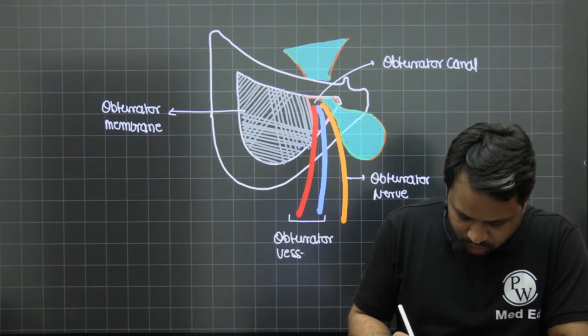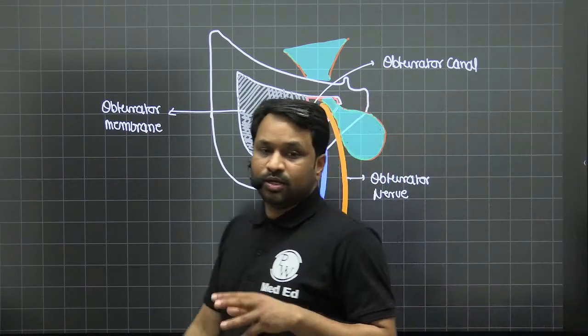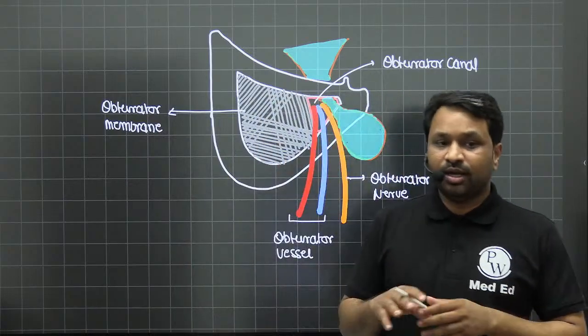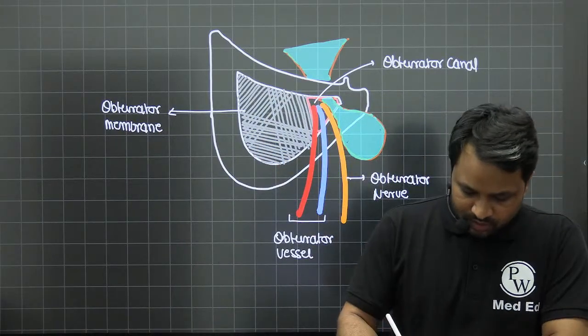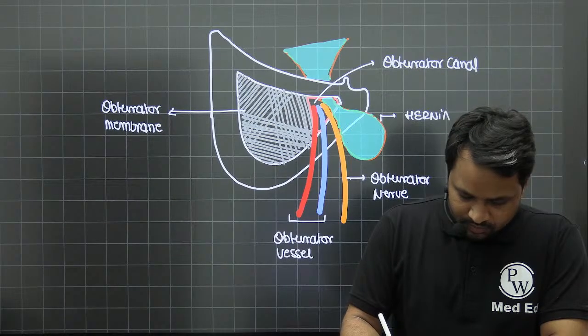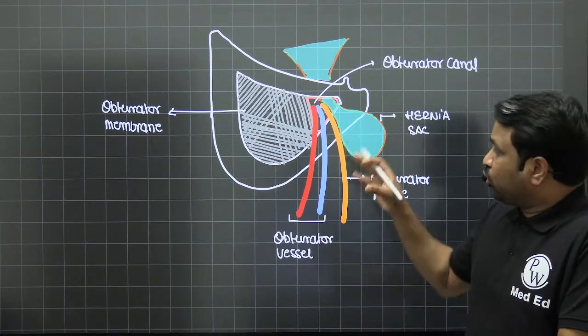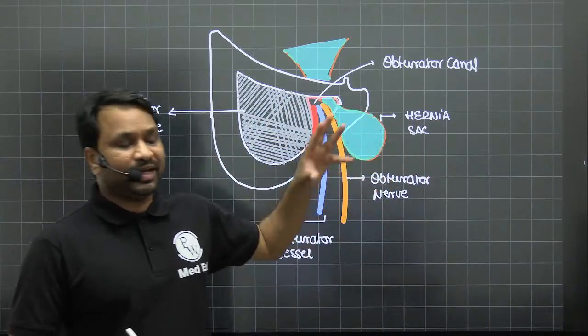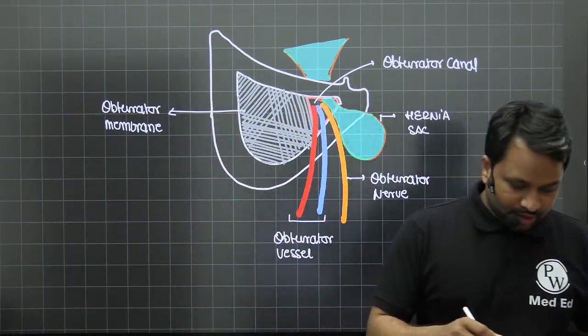This is your obturator vessel, right? So you have the obturator nerve and the obturator vessel protruding through the obturator canal, and when the hernial sac, so let's say this is the hernial sac, when the sac of the hernia is going to protrude through this small cavity, it is going to compress the obturator nerve and the patient is going to become symptomatic in accordance to that.